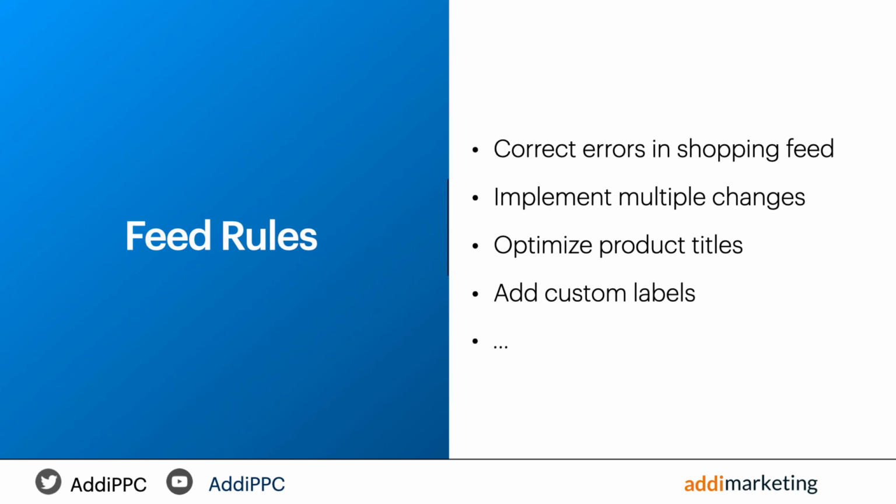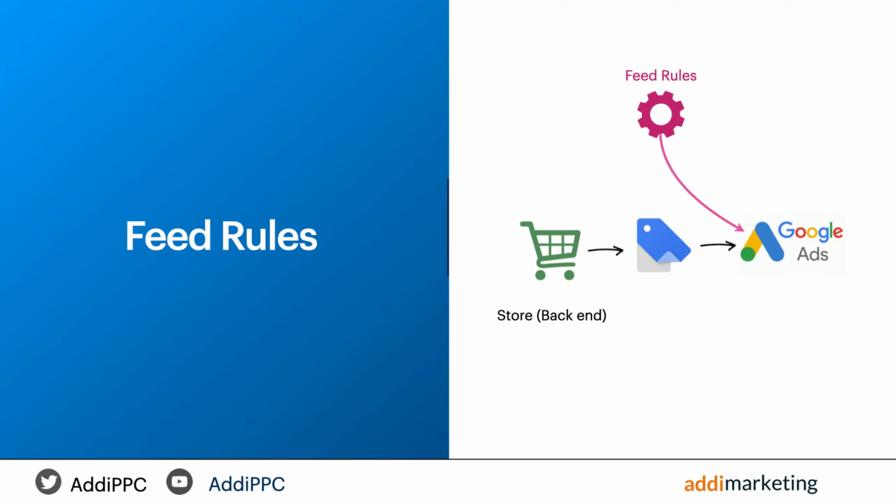Feed rules. Feed rules let you change or add details to the product data coming from your e-commerce platform. With feed rules, you can correct errors in your shopping feed, implement multiple changes to your feed, and optimize products with aspects like title improvements and custom labels. Multiple data issues are still easier to fix in your e-commerce back-end. But if you can't access the back-end for any reason, feed rules are the solution.